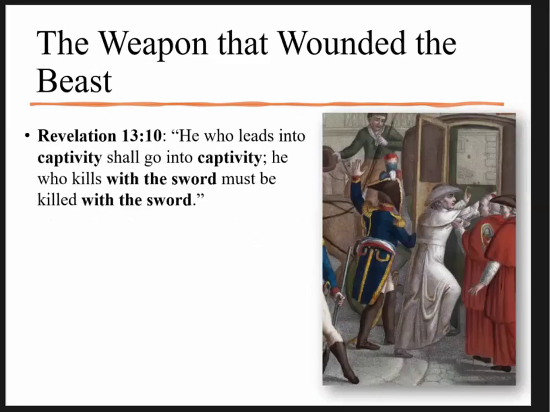Let's go to our next section: the weapon that wounded the beast. So now we're going to find out what this weapon was that wounded the beast, right? Now, Revelation 13:10 explains that the deadly wound that ended the dragon's third stage of rule was given with a sword. Let's read Revelation 13:10.